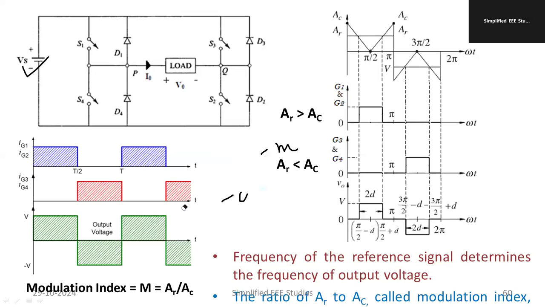This is also an important point. You may get it during a numerical example. At that time, you have to recall: modulation index equals AR divided by AC.